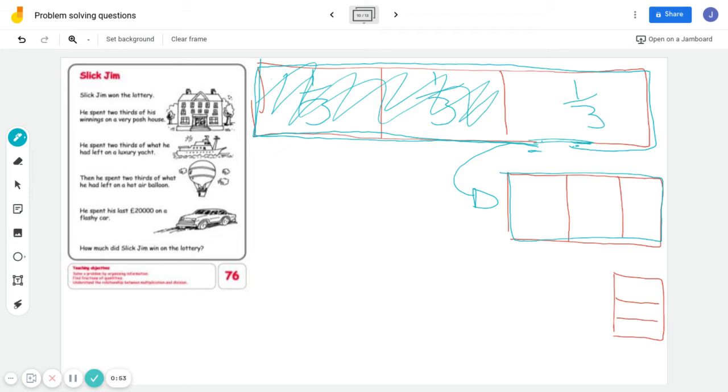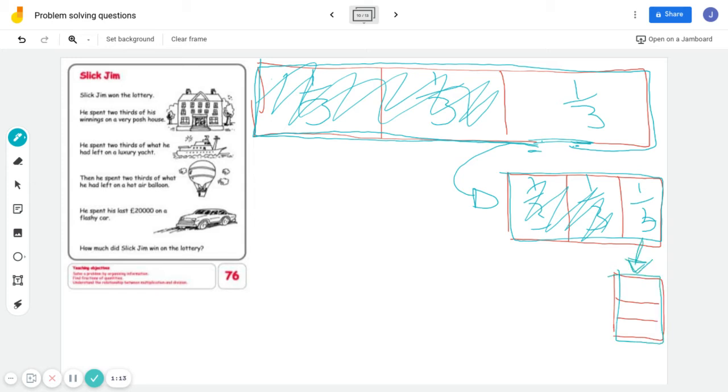The money that was left over, he took 2/3 of it. So I divided it up into thirds again. He took 2/3, and 2/3 of it he spent on a luxury yacht. So that meant, let me draw my 3 properly, that meant we only have this much left. So that went down to there.